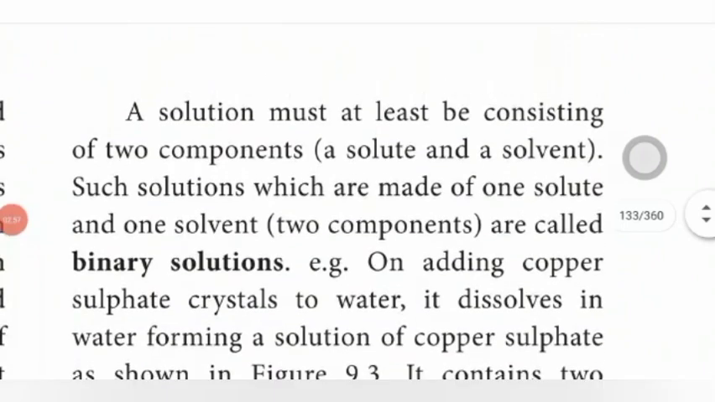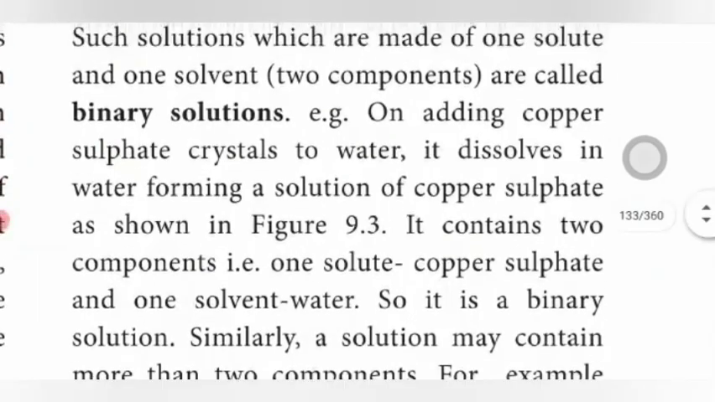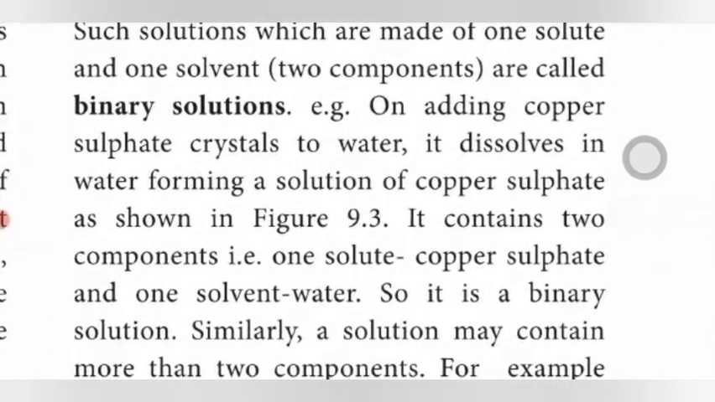One solute and one solvent dissolved together is called a binary solution. A solution must consist of at least two components. What are the two components? One solute, one solvent. Such solutions made up of one solute and one solvent are called binary solutions. An example of a binary solution: adding copper sulfate crystals into water. Copper sulfate is a solute, water is a solvent. So two components are present in this solution, and it is called a binary solution.